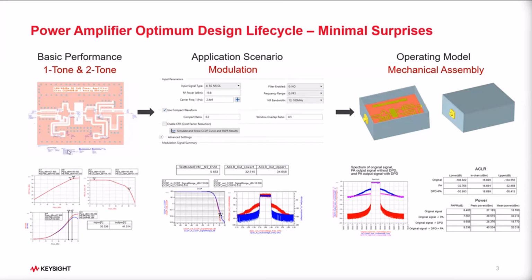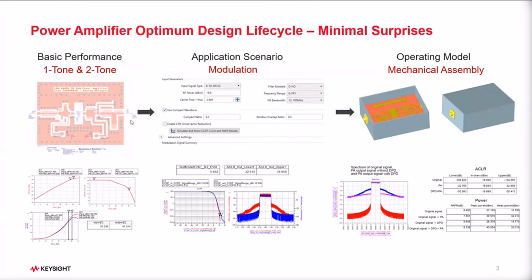So starting from the left, which is where you design circuits to meet your basic performance, in the case of a power amplifier, you do analysis like one tone, two tone, and make sure all your frequency domain parameters are being met for the specification you are designing the amplifier for.